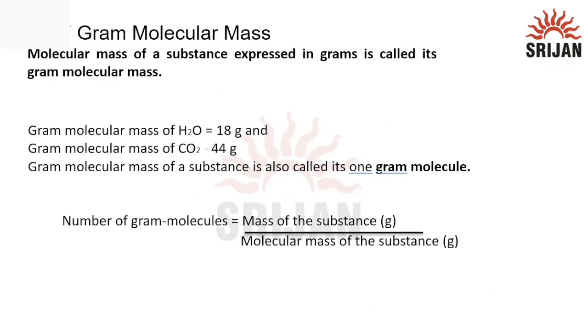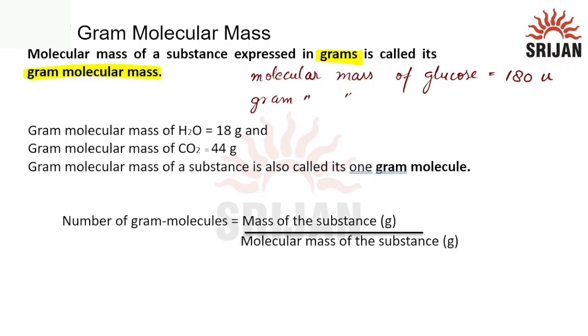Let us discuss the gram molecular mass. The molecular mass of a substance expressed in grams is called its gram molecular mass. Suppose the molecular mass of glucose is 180U. Then the gram molecular mass of glucose will be 180 gram. You just have to change the unit from U to gram. Similar is the case with the gram molecular mass of water and carbon dioxide.